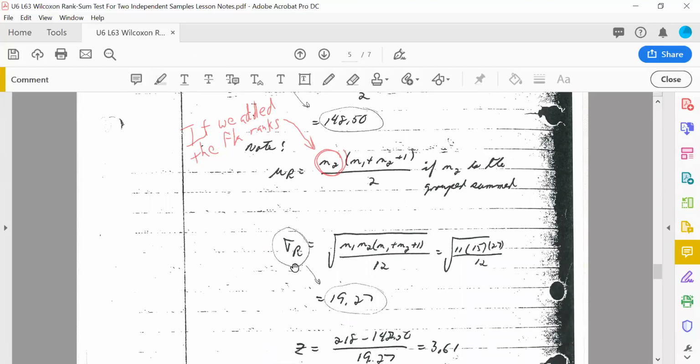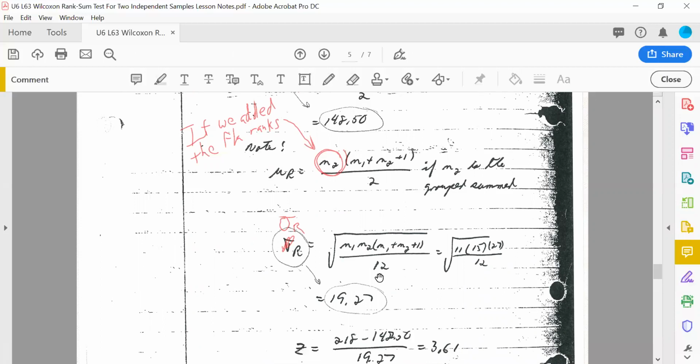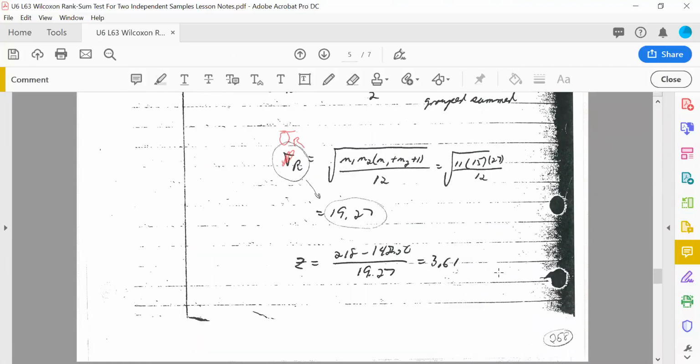Good news, standard error, that's a sigma sub R, is the same no matter which one you rank up. N1 times N2 times N1 plus N2 plus 1, all divided by 12. Just plug it all in, 19.27. Once you do that, the z-score is gravy. R minus mu sub R divided by sigma sub R, and you get 3.61.